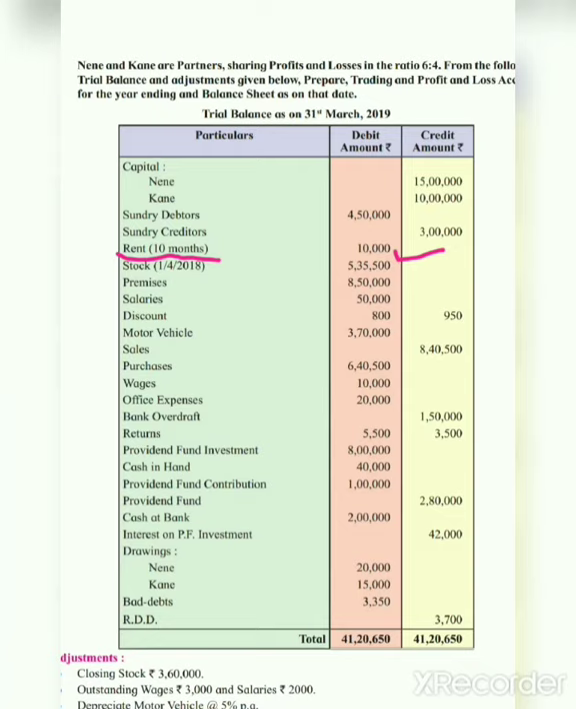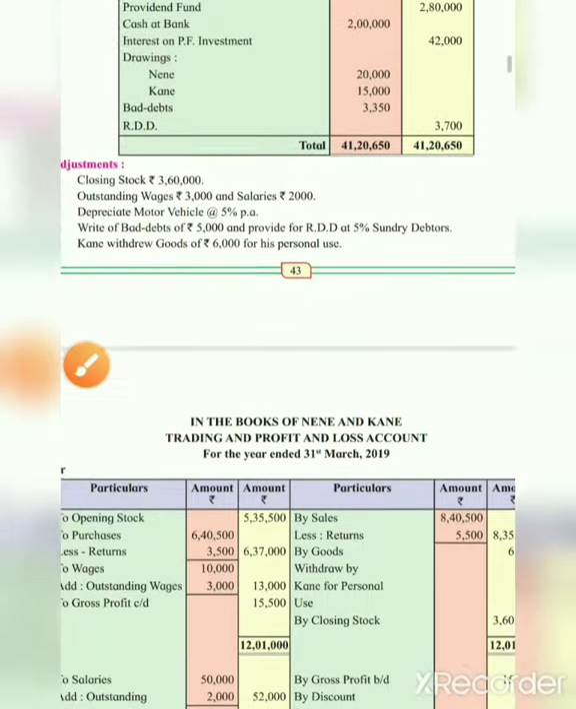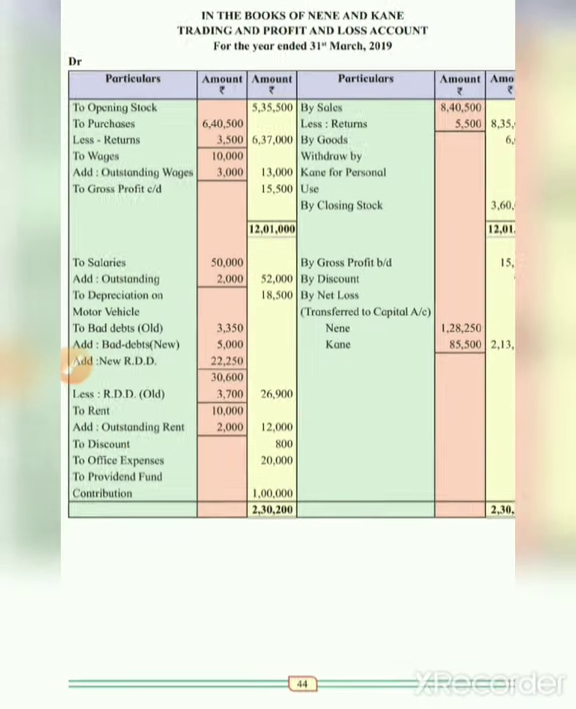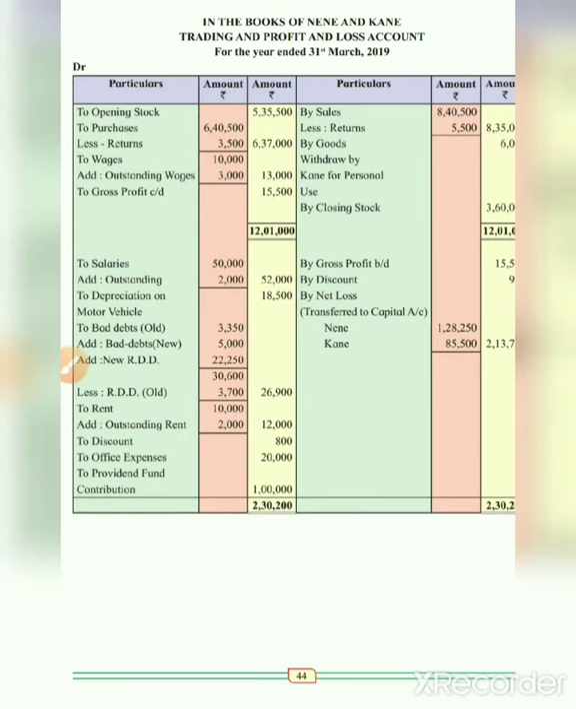It will be 2,000. So add the 2,000 rupees to rent on the debit side of profit and loss account, and the second effect will be given to the liability side. This is what the effect of our hidden adjustment is. Now if we focus on our solution, it will be just like this. See, this is our trading and profit and loss account.